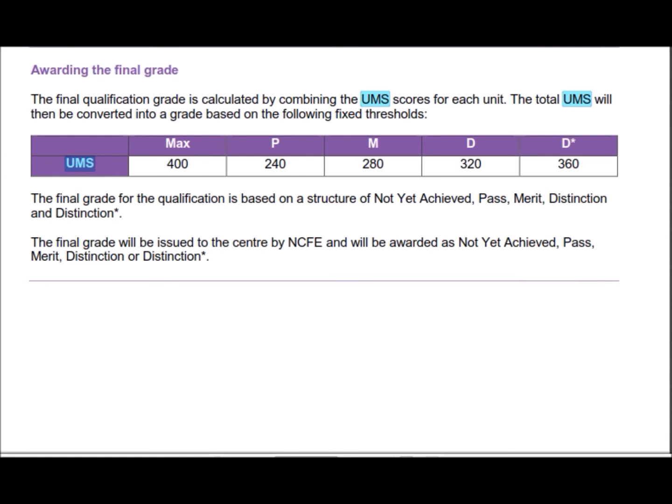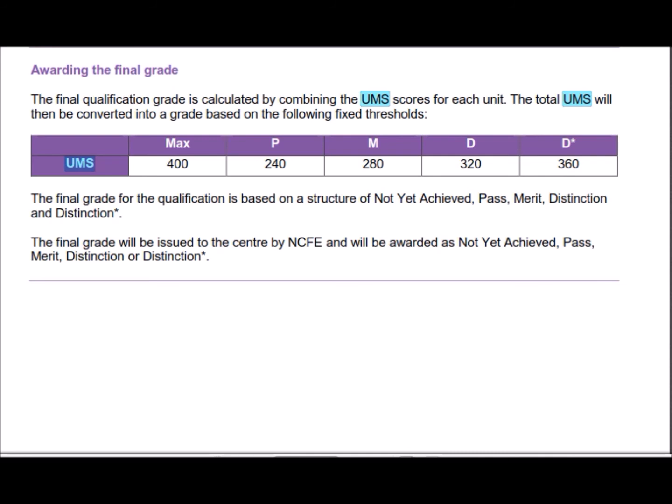So let's look at it in real life. The maximum you can get on your particular course is actually 400 points. That's split over the 6 individual units you achieve. So the pass grade is 240 points. So you have to get a UMS of 240 points. A merit is only slightly higher. And the reason it's only slightly higher is because, bear in mind, it's extremely difficult to get above a pass in the first place. So that's the reason why there's so little difference.